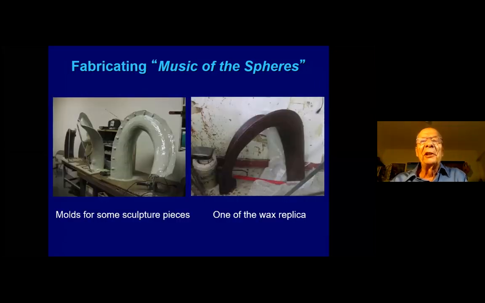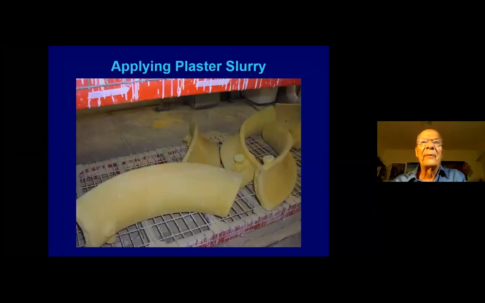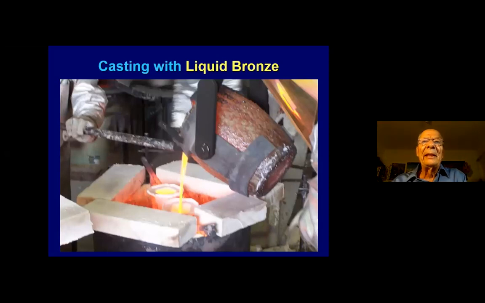Here is one of the larger molds, and on the right there's a wax replica that was cast in it. These wax replicas are then coated with several layers of plaster slurry. Here the wax is still inside. And then the ceramic shell is sintered in a kiln, and the wax runs out, and it leaves behind a hollow space into which the liquid bronze can be poured.